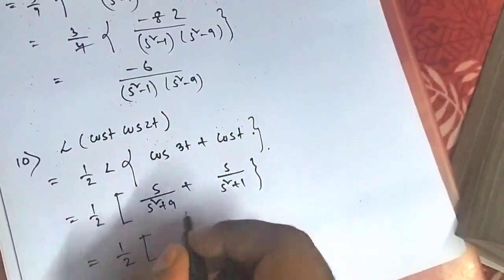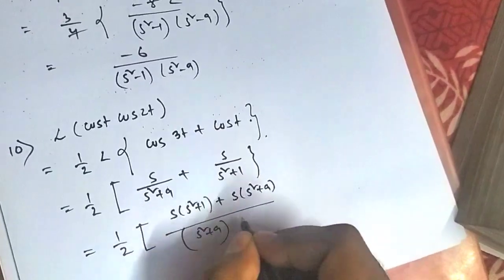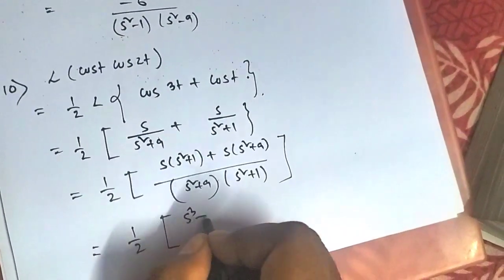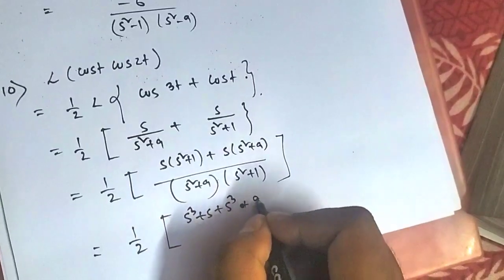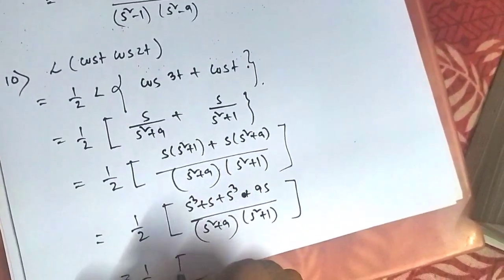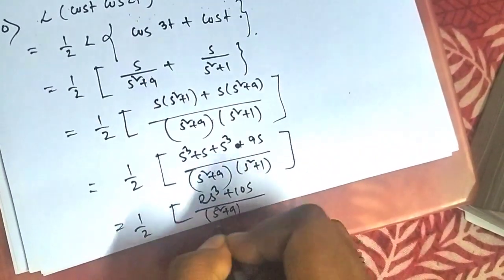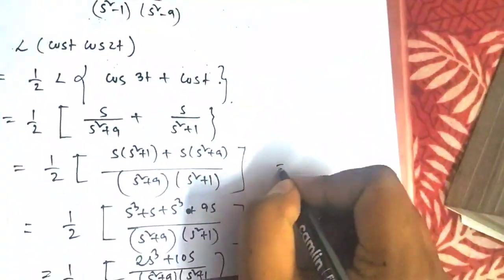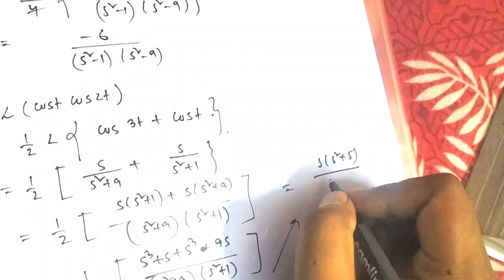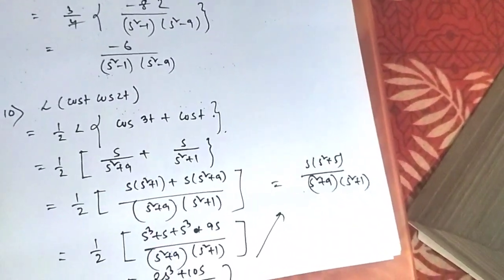So 1 by 2 times s into s squared plus 1 plus s into s squared plus 9, over s squared plus 9 into s squared plus 1. Now 1 by 2 times 2s cubed plus 10s over s squared plus 9 into s squared plus 1. So this equals s into s squared plus 5 over s squared plus 9 into s squared plus 1. Now I am going to solve question number 11.